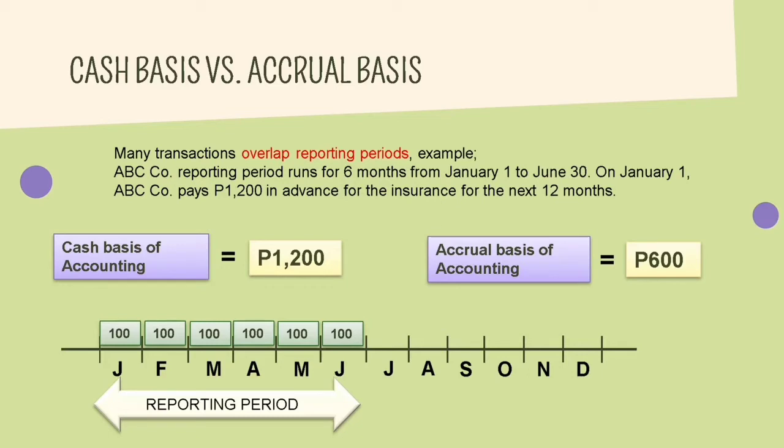But on accrual basis of accounting, it allocates every month. Kung magkano lang yung na-expense or nagamit that time, yun lang ang i-record, which means on that 6 months of the year, 600 pesos lang ang i-recognize niya for the reporting period. Then the rest is for the next reporting period.